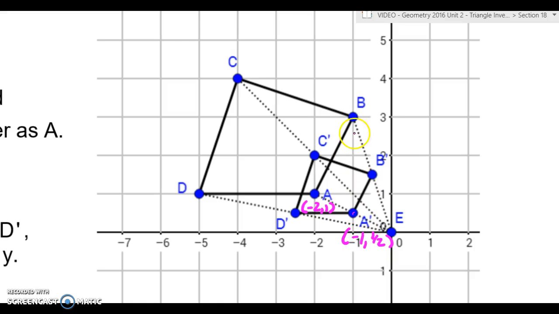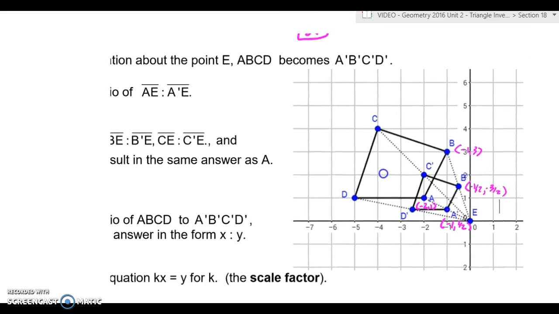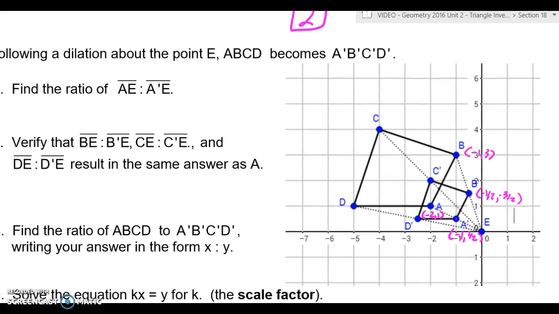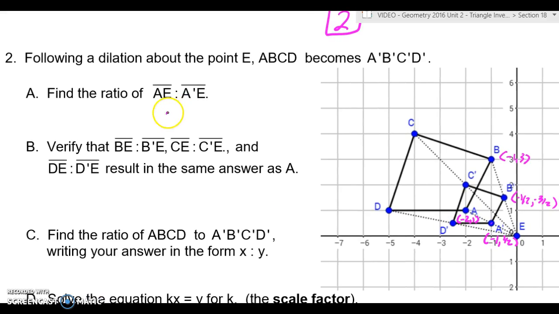So if we looked at B, B is at negative 1, 3. And if we cut that in half, we would get negative 1 half, negative 3 halves, which is exactly where point B prime is located. So the ratio of AE, which is our original image, to A prime E, which is our smaller piece, is 1 to 2. I'm sorry, 2 to 1. I got that backwards. 2 to 1. So again, we're just cutting that in half.